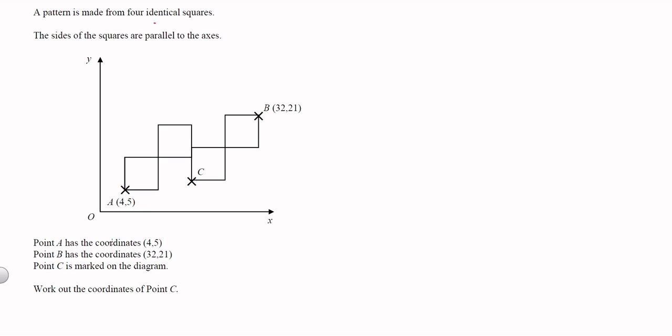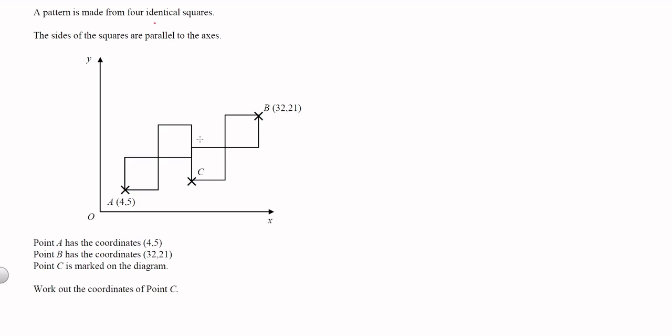Right, point A has coordinates 4, 5. All the coordinates are given, as you can see in the diagram. It looks like there's a coordinate that's missing. There's a C coordinate, and that's what we need to work out, the coordinates of C.